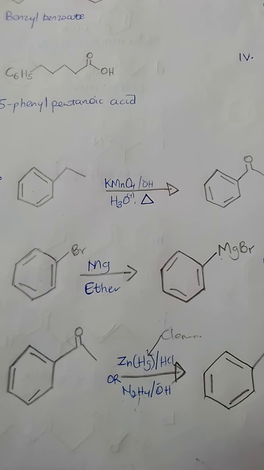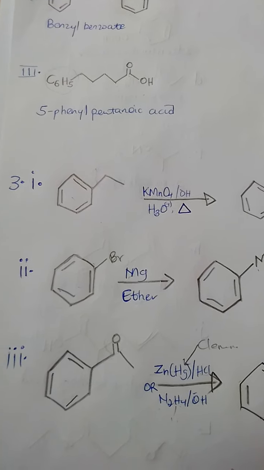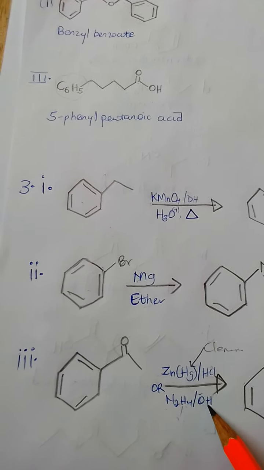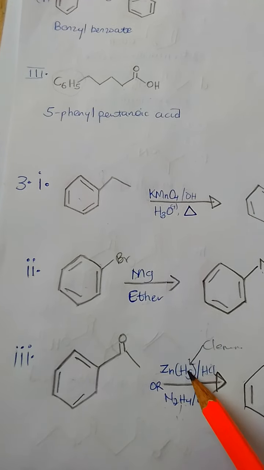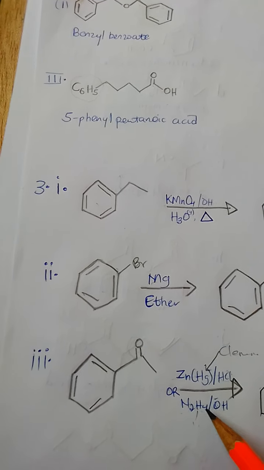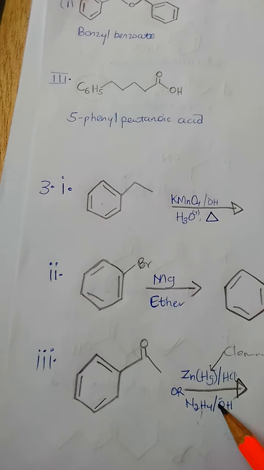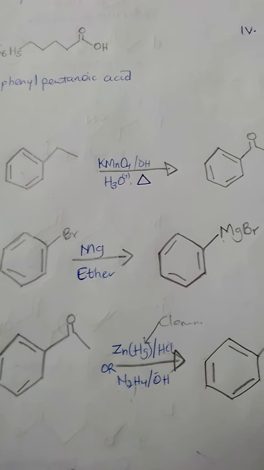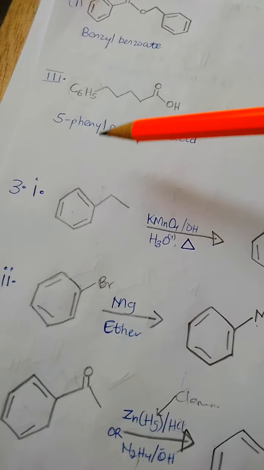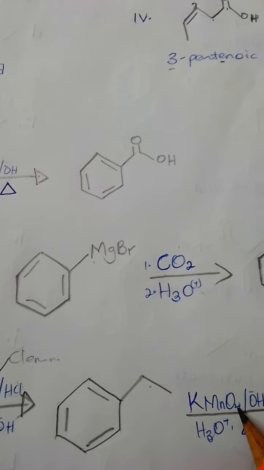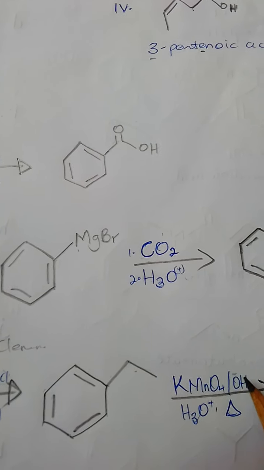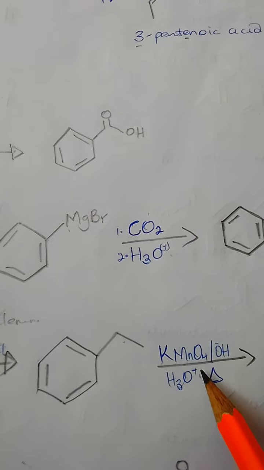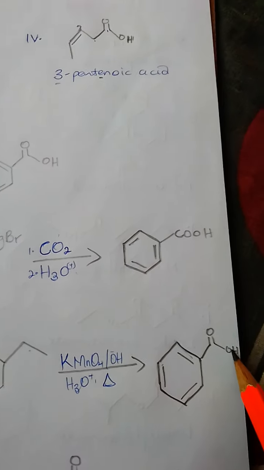Only the straight chain, only this part gets converted when you use either of these reagents. Either zinc mercury in HCl, or you use hydrazine in the base. This will convert the ketone group to a straight chain. Now when you come to the straight chain, then you use what we did for the earlier one. We just add hot potassium permanganate in alkaline, then followed by hydrolysis. That will convert this one to a benzoic acid.